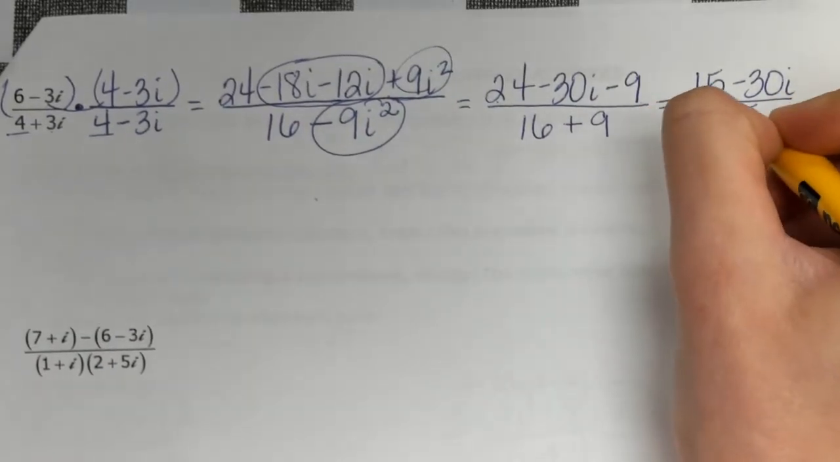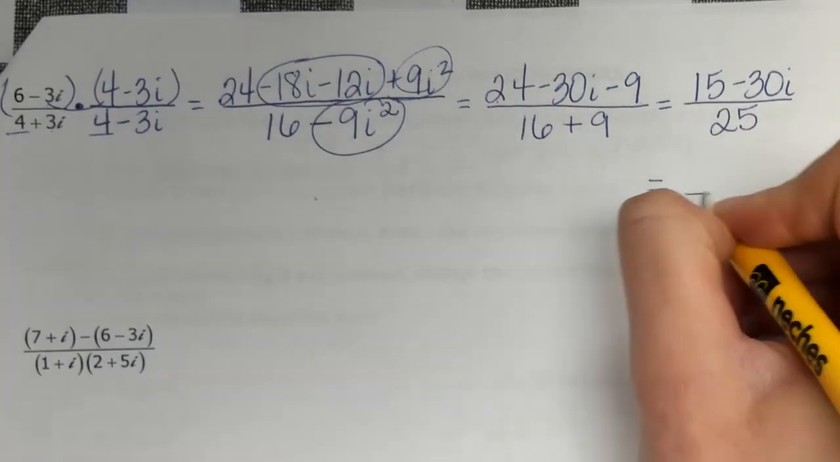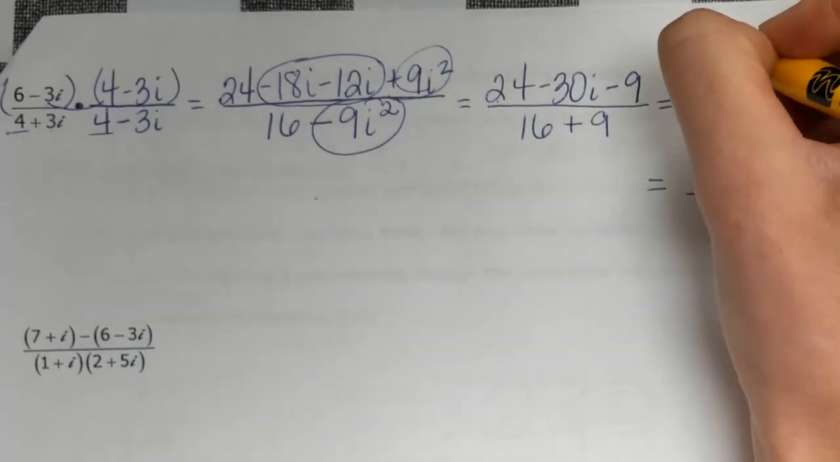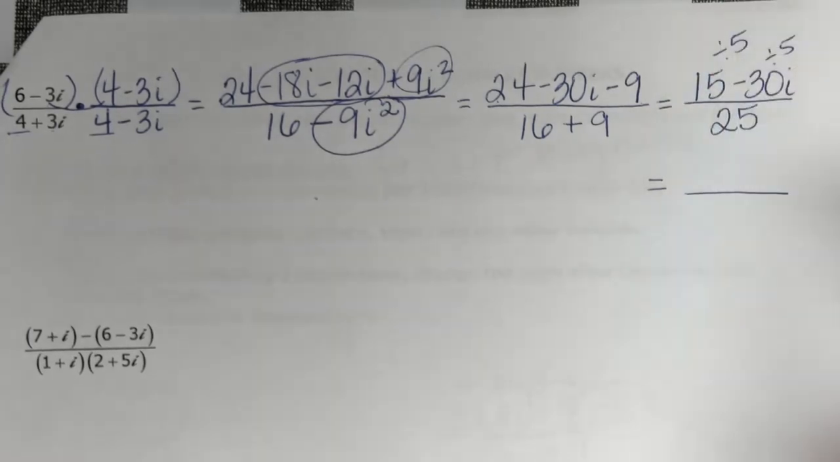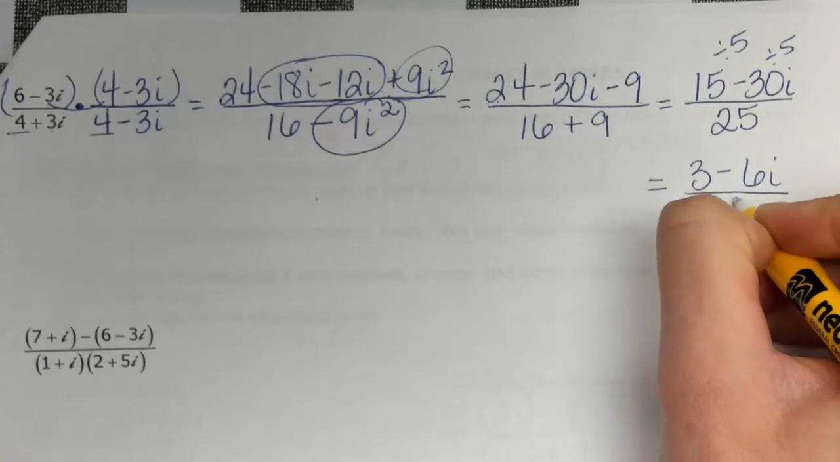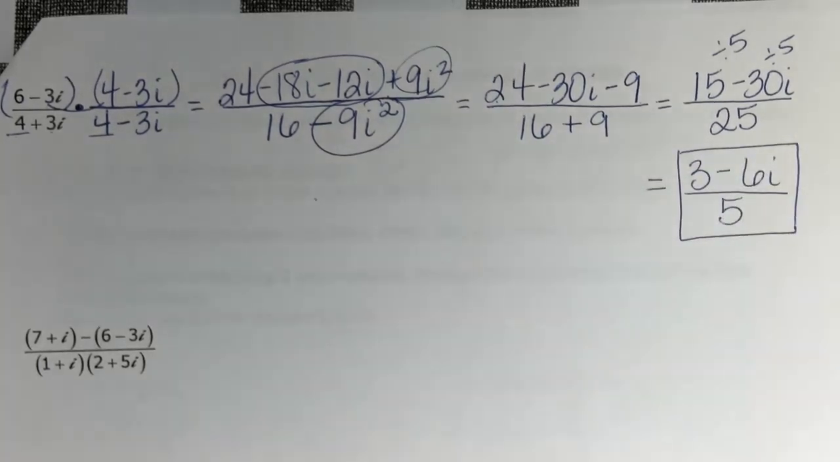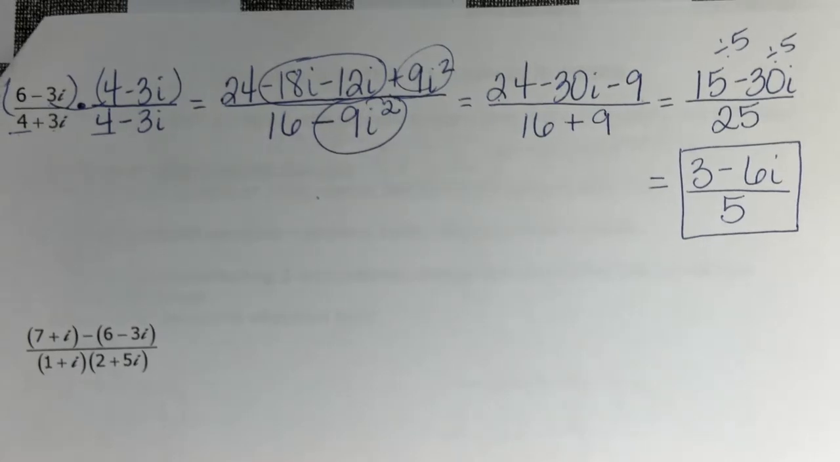Now, I'm going to look. 15, 30, and 25. Can I reduce those? Yes, they can all be divided by 5. So I'm going to simplify. So 3 minus 6i over 5. Y'all good with that? Any questions?